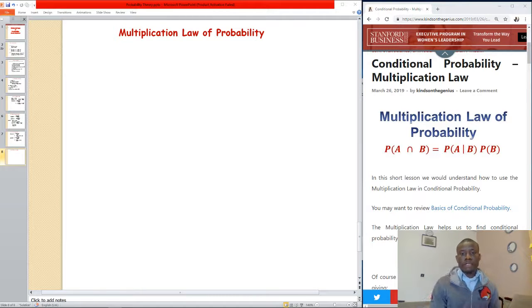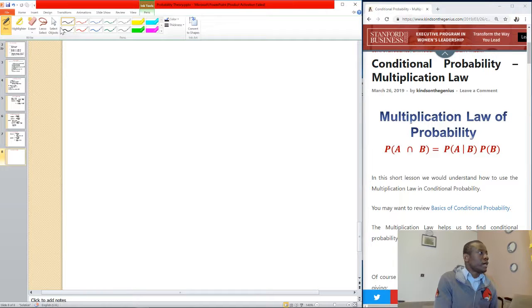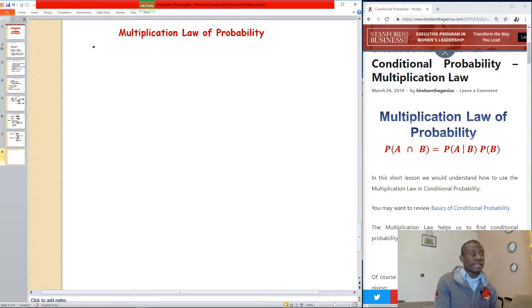Today we are going to be talking about the multiplication law of probability. In the previous lesson we covered the basics of conditional probability, and remember the formula. This formula I'm going to write it again because you need to have it in mind, because many other formulas actually derive from this formula for conditional probability.